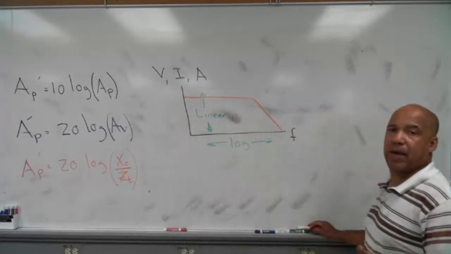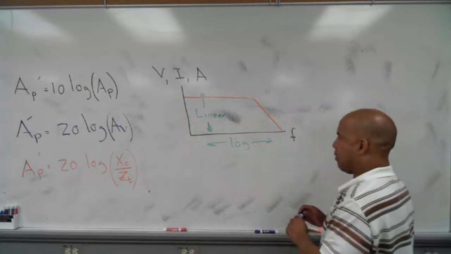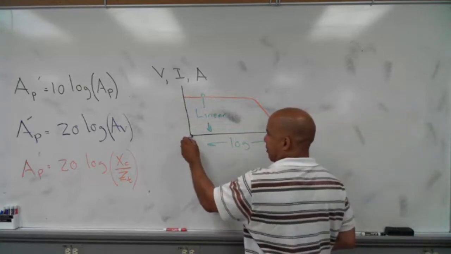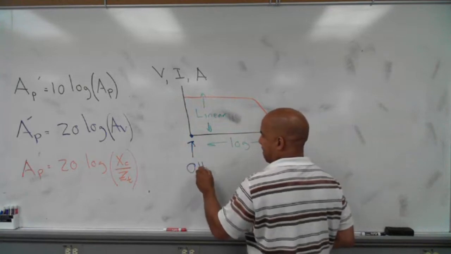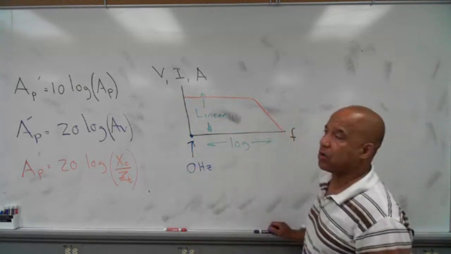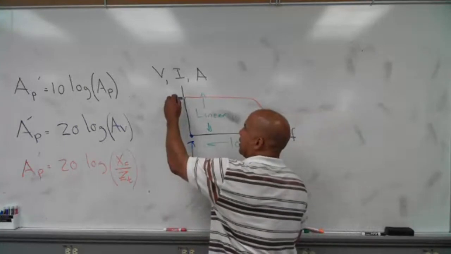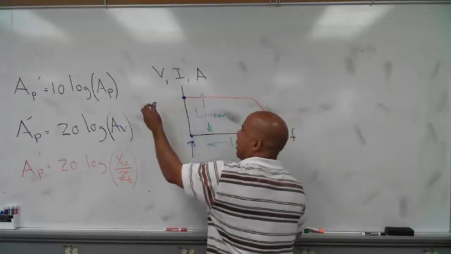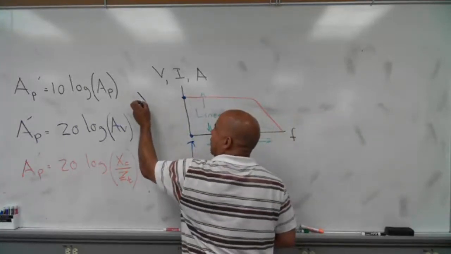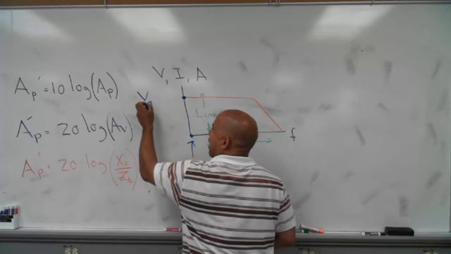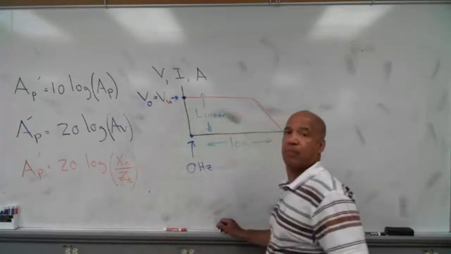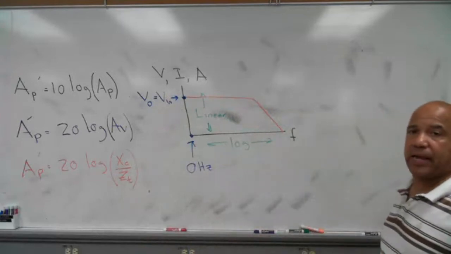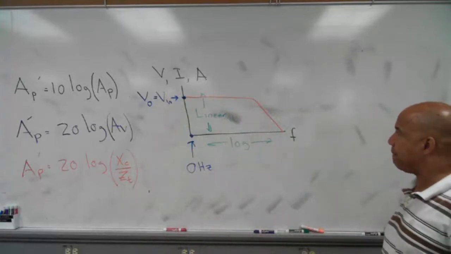And the points we talk about right here, that's 0 hertz, right there at 0 hertz. At 0 hertz, one point that's important, I told you to remember, is the point where V out and V in are equal to each other. So what would that look like?